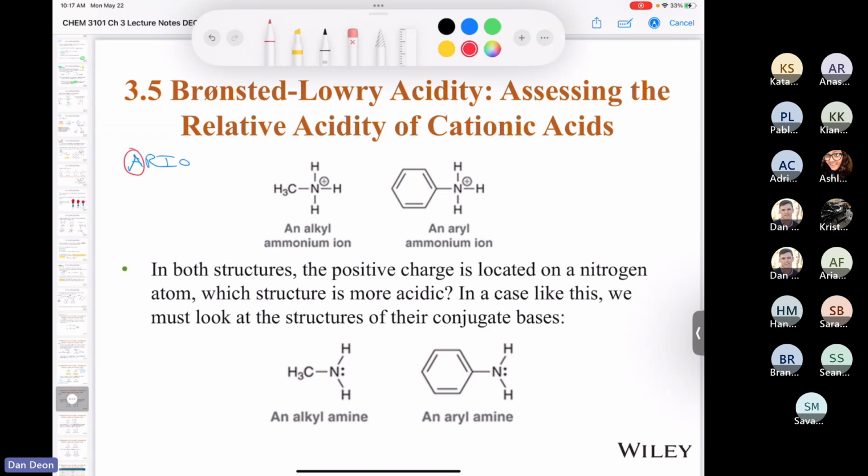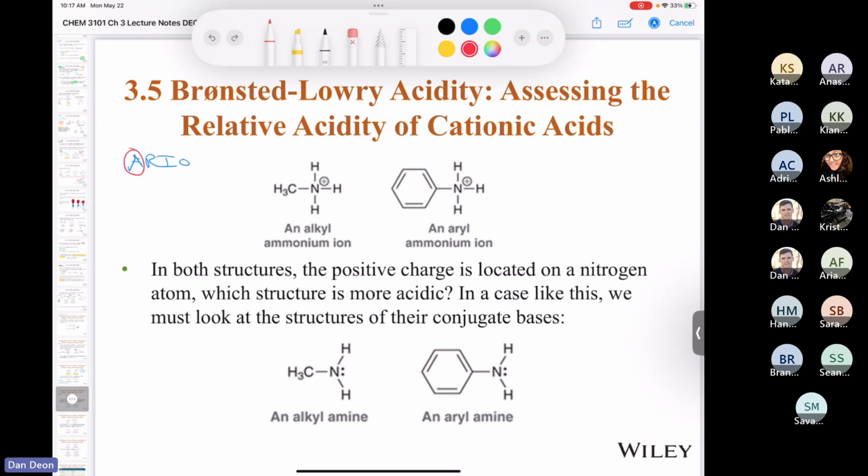In this case, what we do is we look at their conjugate bases. So we draw the conjugate base of each one of these. Okay, so if we draw the conjugate base of the alkyl ammonium ion, we get an alkylamine. And if we draw the conjugate base of the aryl ammonium ion, we get an arylamine.